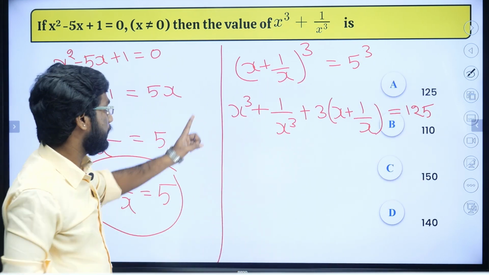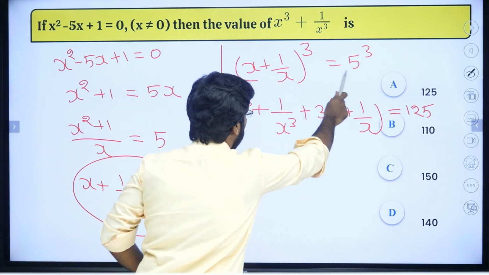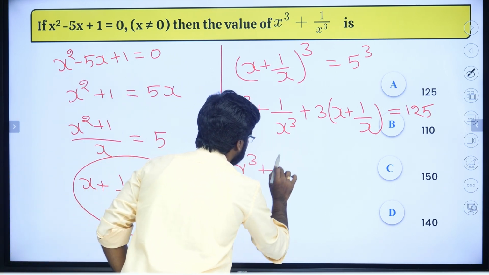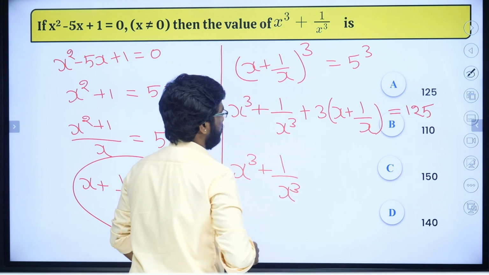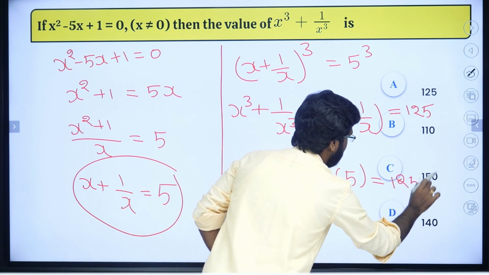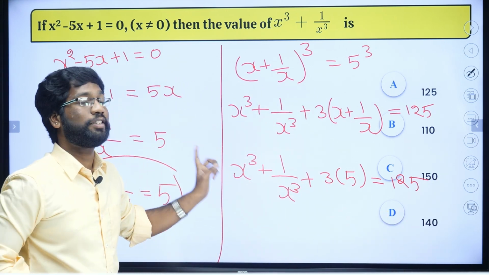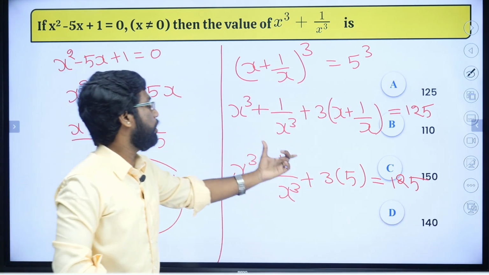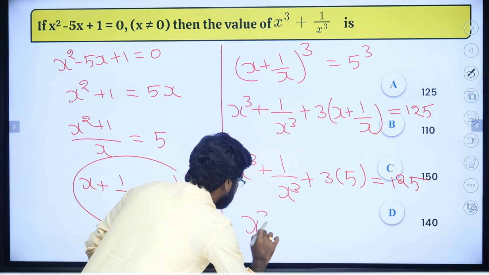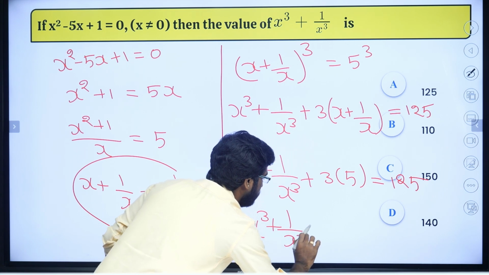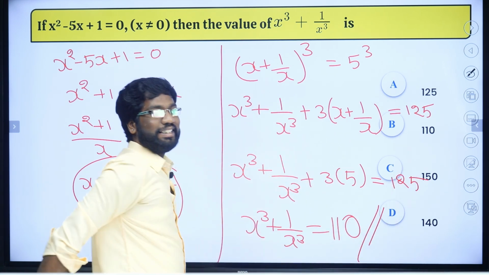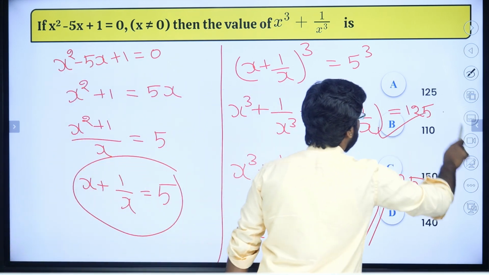Now in place of x plus 1 by x, I have already found it's 5, my dear students. So x cube plus 1 by x cube plus 3 into 5 equals 125. So here I get the value for x cube plus 1 by x cube. Now 5 threes are 15. This 15 goes to that side. What answer will I get, my dear students? x cube plus 1 by x cube equals 110. That's the answer. So option B is the correct answer, my dear students.